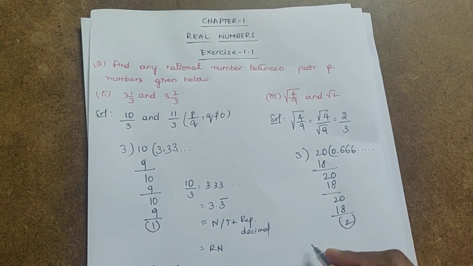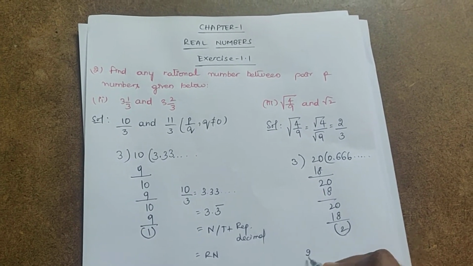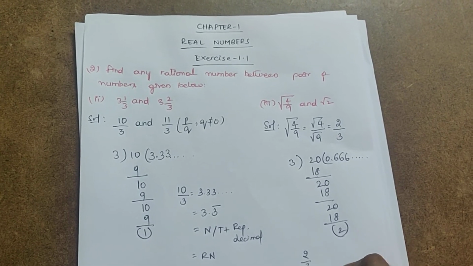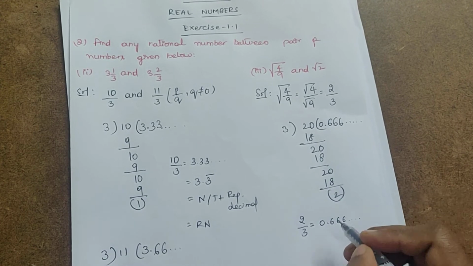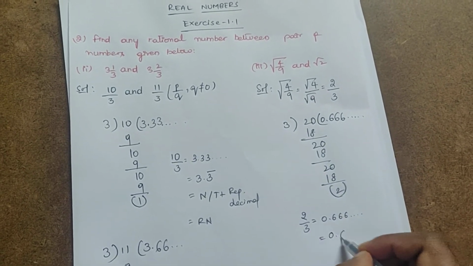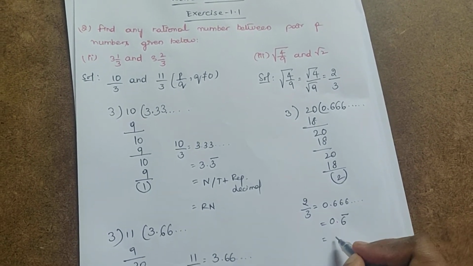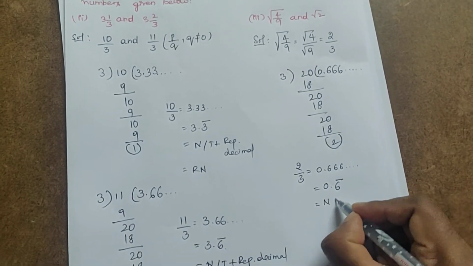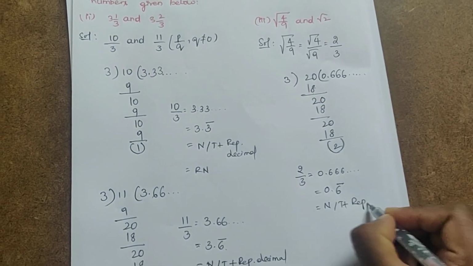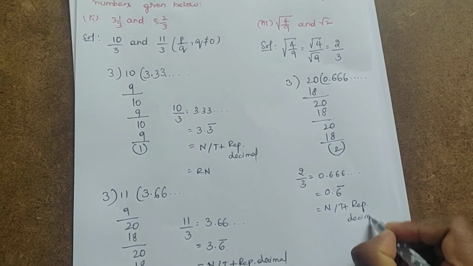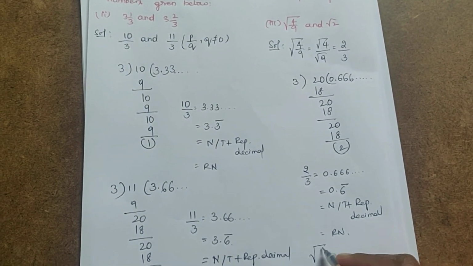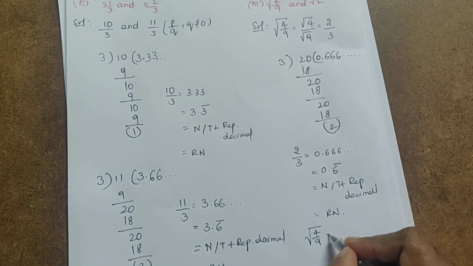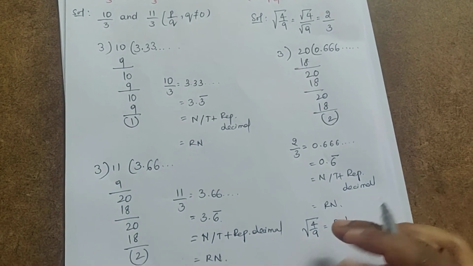Hence 2 by 3 equals 0.666 and so on, that is 0.6 bar, and hence 2 by 3 is also a non-terminating and repeating decimal. Hence it's a rational number. So square root of 4 by 9 is a rational number.